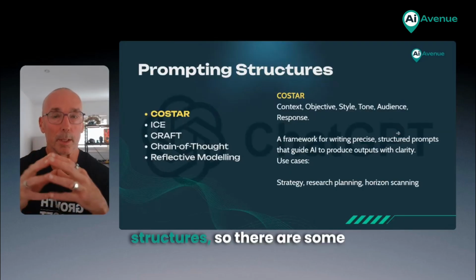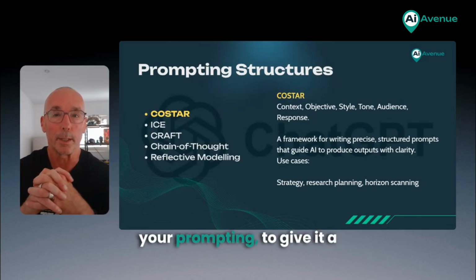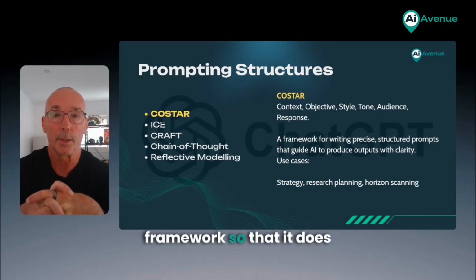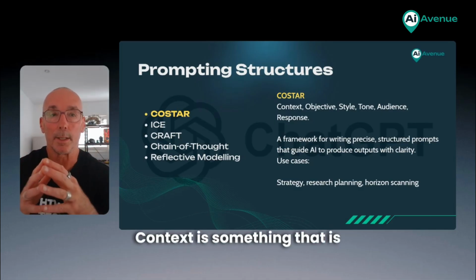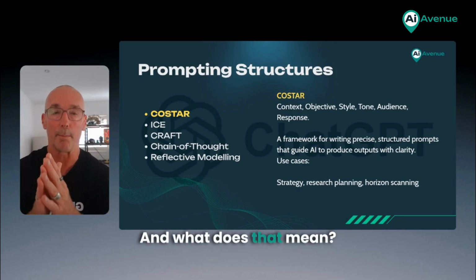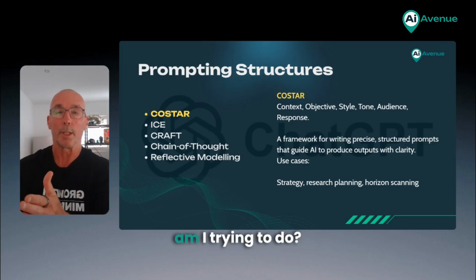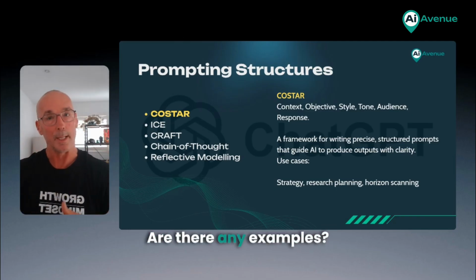So some of the prompting structure. There are some ways in which you can structure and organize your prompting to give it a framework so that it does understand things better. Context is something that is super important across any of your prompts. If you don't give enough context, and what does that mean? Context means, what am I trying to do? What am I trying to achieve? What's the objective? Are there any examples?